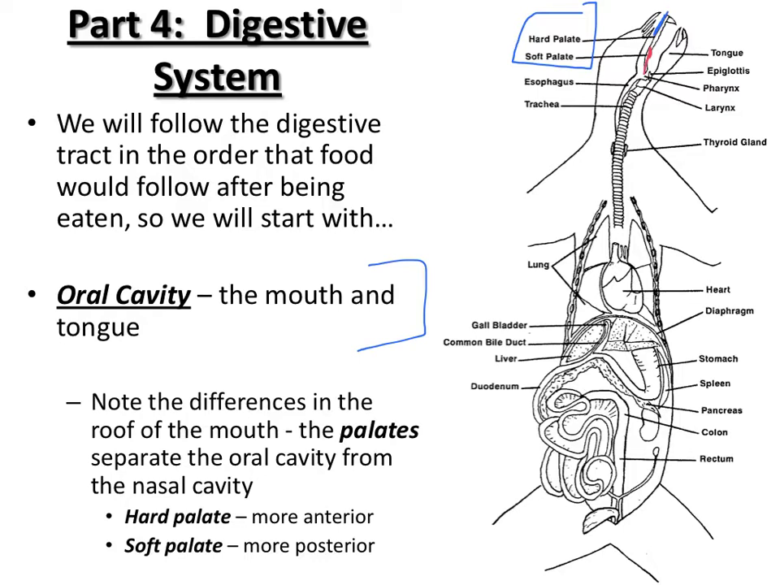Not that you need to stick your finger in your mouth, but if you use your tongue, you can feel that the front part of the roof of your mouth is harder, it's bony, and that's why it's called a hard palate. But as you move back, you'll eventually get to a part that's softer, and that's where the bone stops, but you still have a soft tissue separation between your nasal cavity and your throat.